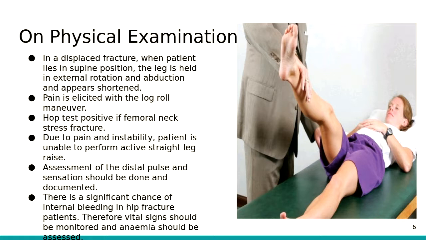On physical examination, on inspection, we will look for any swelling or visible deformity. And in a displaced fracture, when the patient lies in supine position, the leg is held in external rotation and abduction, and it will appear shortened. On palpation, we will look for any tenderness, and there will be severe tenderness in the hip area. There are some special tests that are done for hip fracture, and those are the active SLR test, hop test, and log roll test. This is the picture of the classic straight leg raise test.